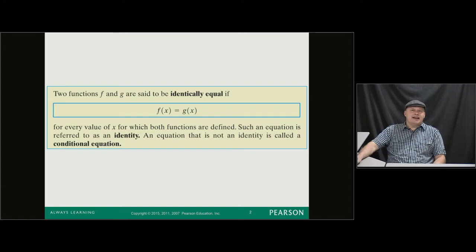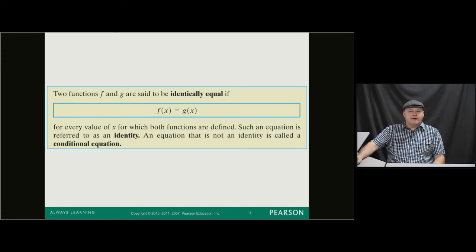An equation that is not an identity is called a conditional equation, which is what you're most comfortable working with. When we say solve trigonometric equations, those are conditional equations, which basically means it's only true for certain values. It's not true for every value, and it was your job to figure out what those values were. That's why we were saying solve this equation. That's not the case here. The case here is they're true everywhere, and you have to prove it. You have to show that they're equal. So that's what an identity is.